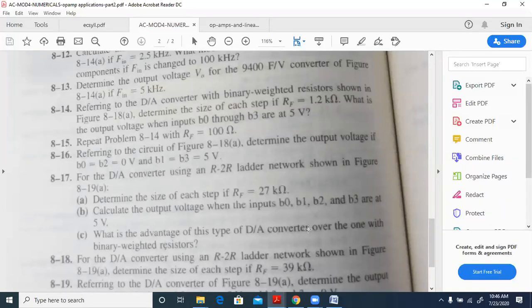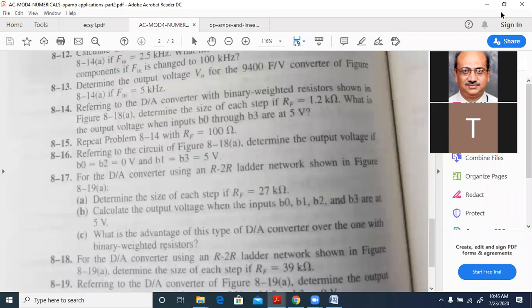But the R2R ladder network needs only R and 2R resistors. That itself is its advantage. That itself is the advantage of the R2R network. Fine.